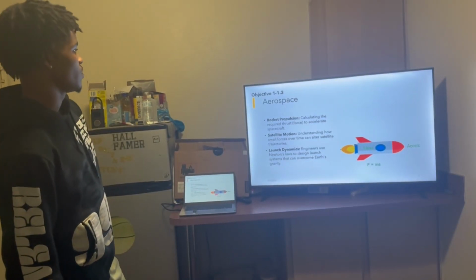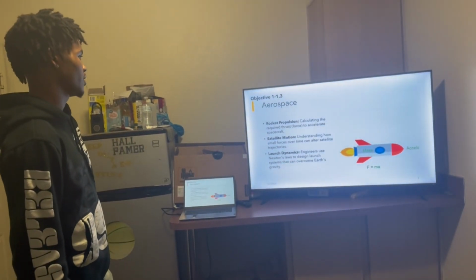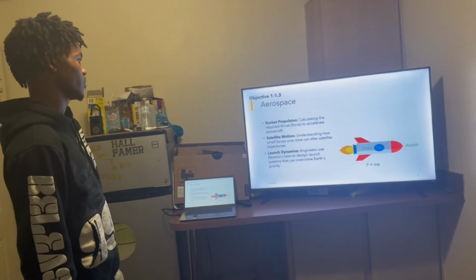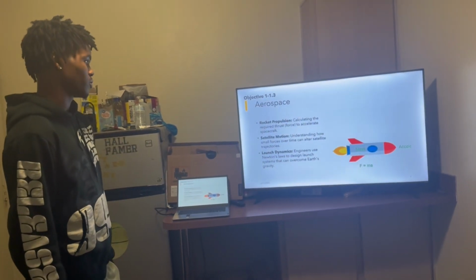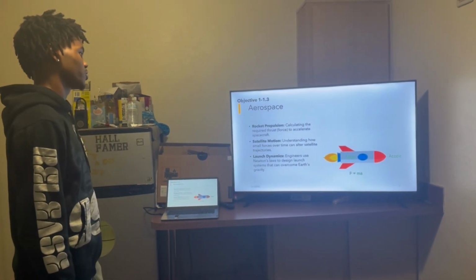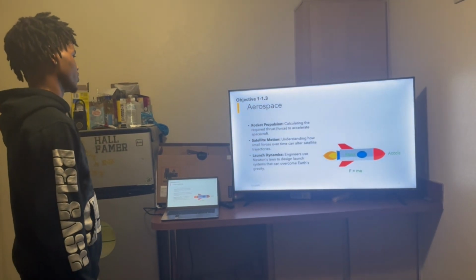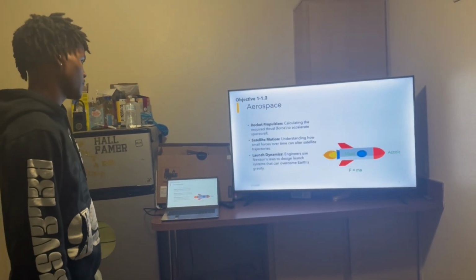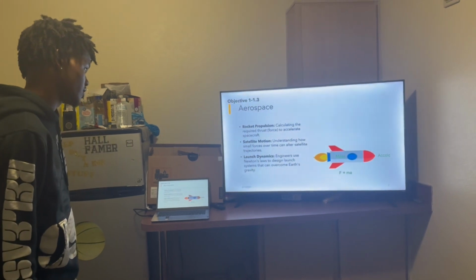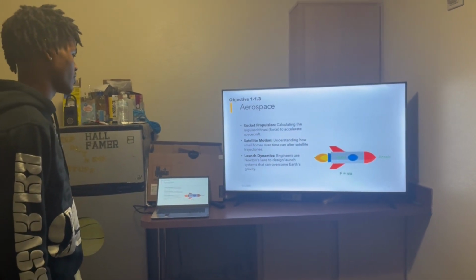Aerospace. Rocket propulsion. Calculating the required thrust force to accelerate spacecraft. Satellite motion. Understanding how small forces over time can alter satellite trajectories. Launch dynamics. Engineers use Newton's law to design launch systems that can overcome Earth's gravity.